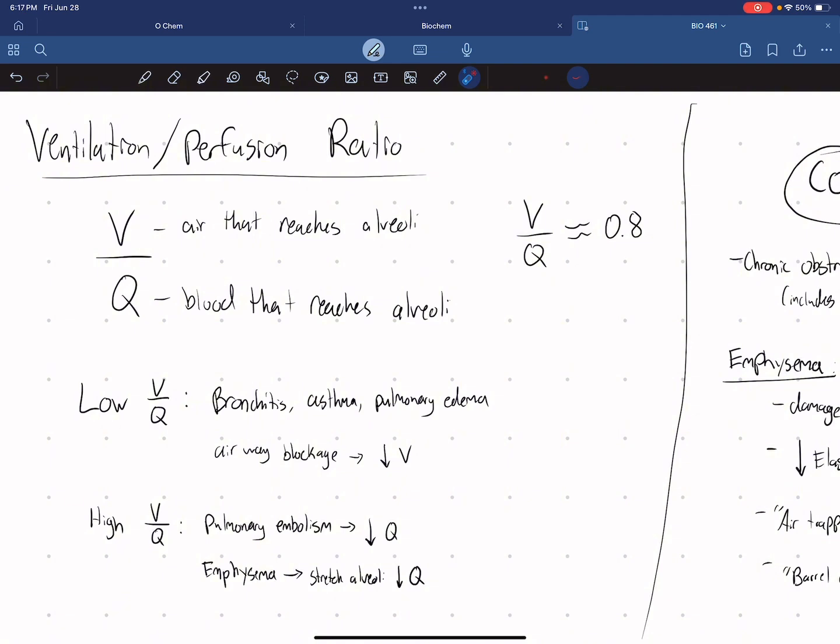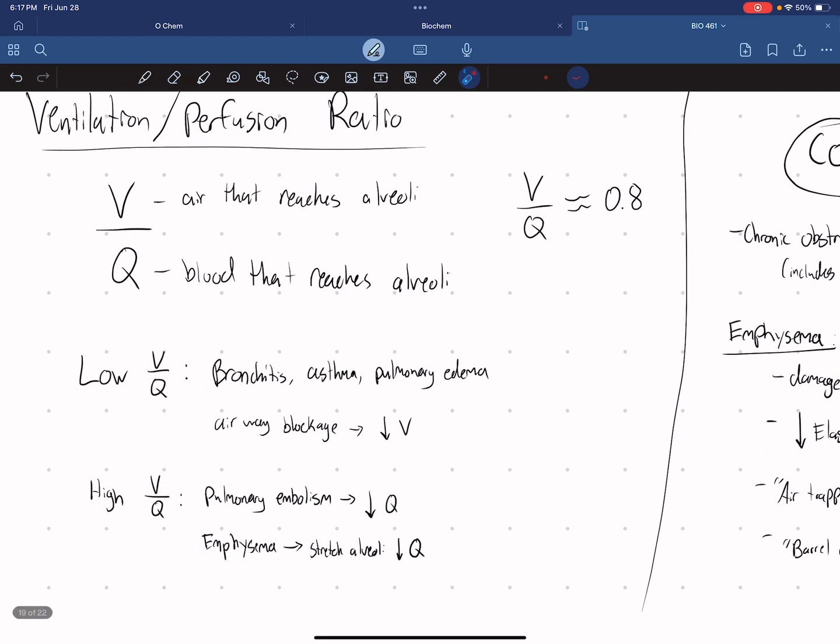So with high V/Q, this is the opposite. With a pulmonary embolism, which is like a blood clot in the lungs, we have reduced blood flow to the lungs, which means not as much blood is going to get to the alveoli, which will reduce our Q. And when we lower the denominator, then our total value will increase. Similarly, with emphysema, we have stretched alveoli, which causes our Q to go down as well. In the same situation, we will decrease this Q, which will raise our ventilation perfusion ratio.